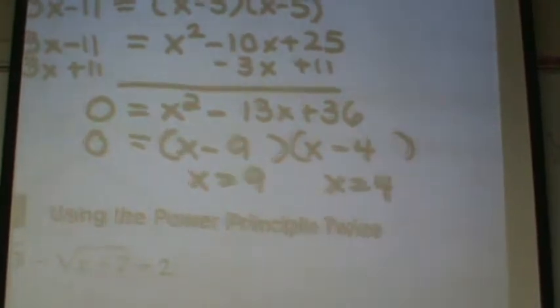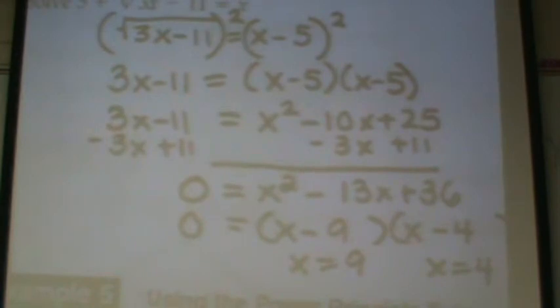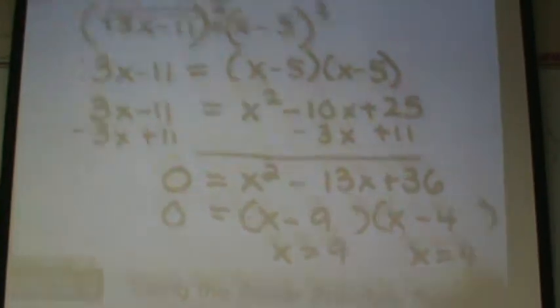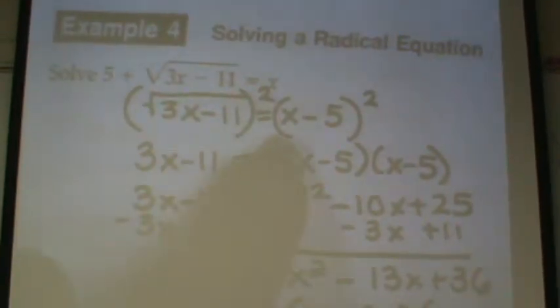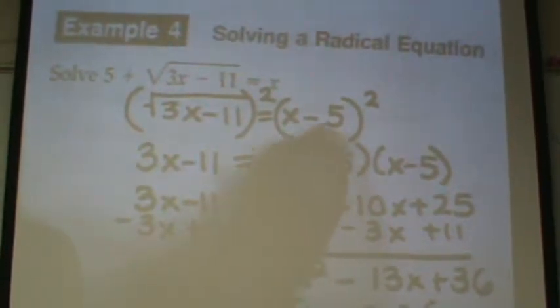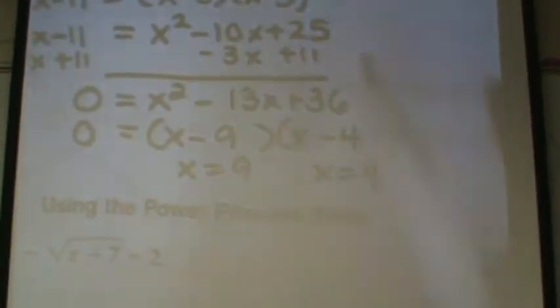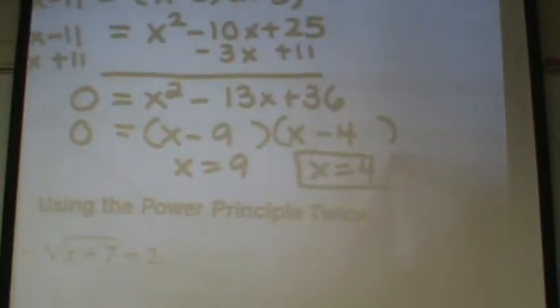Now, because of the variables on both sides, you have to check your answer. And I can tell you right now, 4 doesn't work. Because 4 minus 5 is going to give you a negative 1. And when you take the square root, you're not going to get a negative. So this one's actually extraneous right here. This one's extraneous.